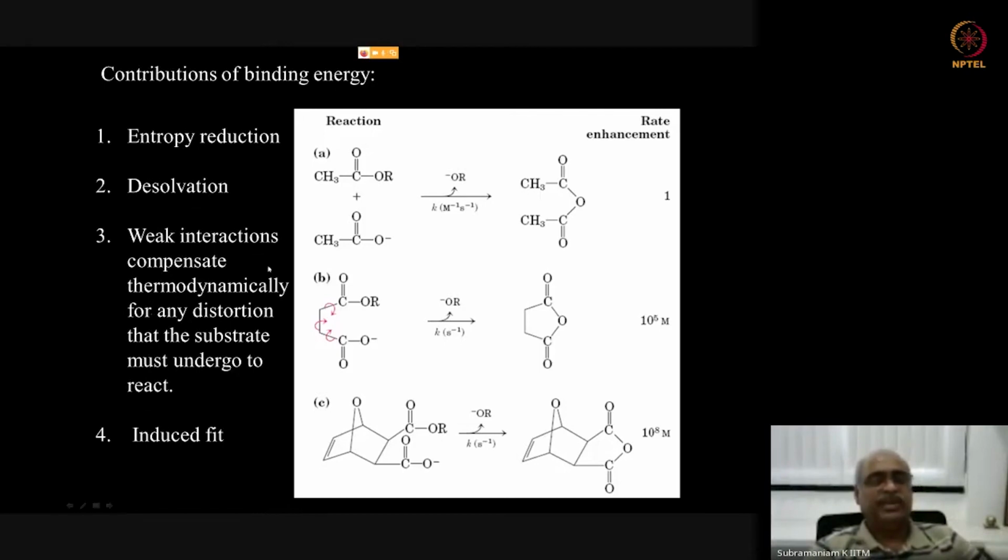Then these weak interactions thermodynamically compensate for the distortion. Normally in free solution, those distortions are not stable. They are not thermodynamically stable. They are like somebody walking on a rope few hundred feet above the ground. They are going to fall down. But instead, these interactions make sure that that person has a belt and handrail around, and therefore he is not in danger of falling down. So these weak interactions make thermodynamically stable those distorted structures. And induced fit is something I have already explained in detail. So these are 4 means by which enzymes actually enhance the rate of reaction.